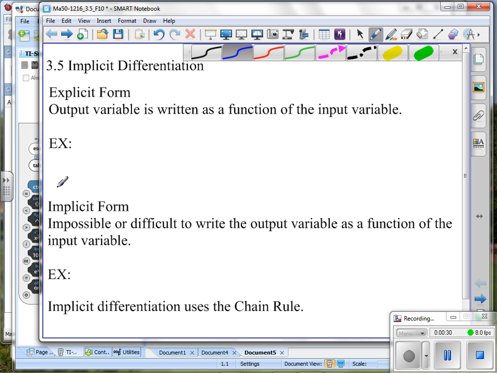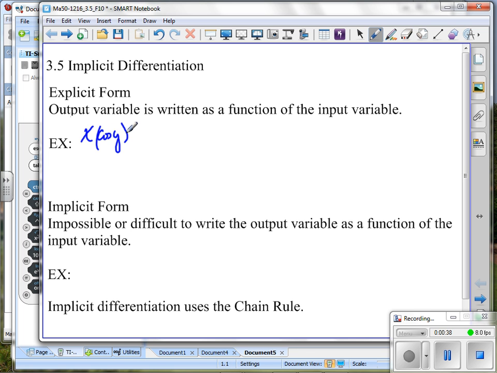I'll give you an example here. If I give you x times the cosine of y is equal to 1, explicitly I want to be able to say y equals. If I can say y equals, then I am able to use all the rules that I know about, and there's nothing different about this than any other problem that we've seen. So in order to do this, I probably would say cosine y equals 1 divided by x. And I'm going to let y be my output, let x be my input.